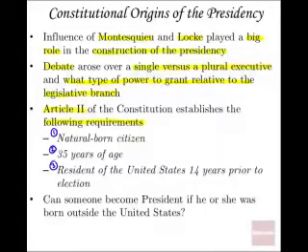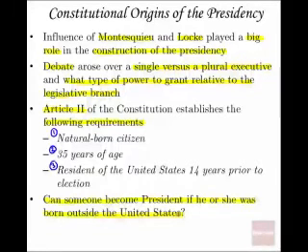The question: can someone become president if he or she was born outside the United States? The answer to that is, technically, yes. John McCain was born in the Panama Canal Zone, which was controlled by the United States. Now, is that part of the United States? If you say yes, then this falls under the category. If you say no, that's not part of the United States, then there was really no question as to his eligibility.